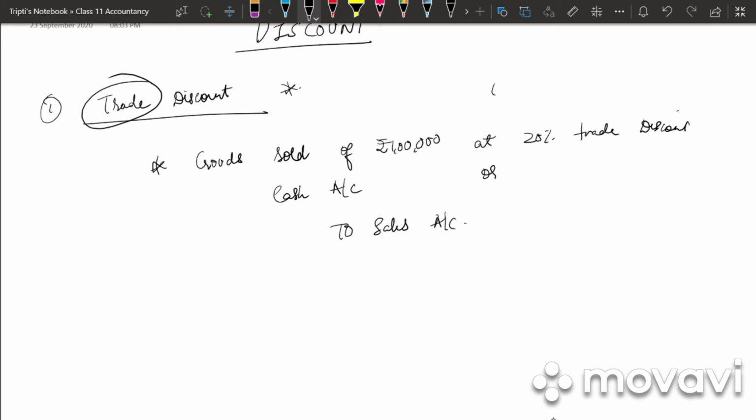This is the normal entry of sales. They have said that goods are sold for 1 lakh. Now if trade discount was not given, what would be right? 1 lakh debit, 1 lakh credit. But in this case, they have given us 20% trade discount. So what do we do?